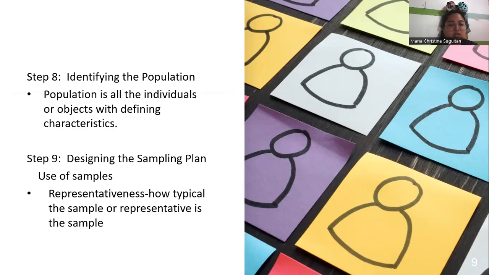That's population. And then step 9, designing the sampling plan, use of samples like yan. Representatives, how typical sample or representative is the sample. Okay? Dito sa population, kung saan kayo kukuha, like private nurse ba yan, public nurse, sa CBMC ba kukuha, within Tuguegarao ba, Kabagan, Isabela, Cagayan. That's population. And step 9 yung sinabi ko sa inyo, representatives or the respondents.